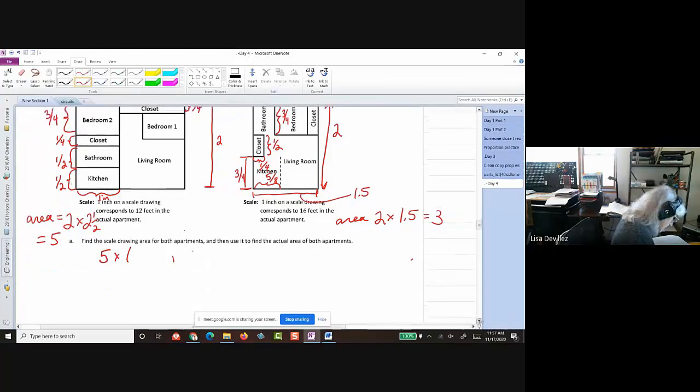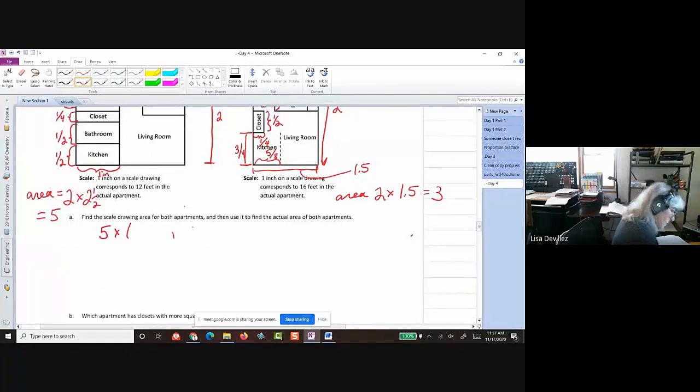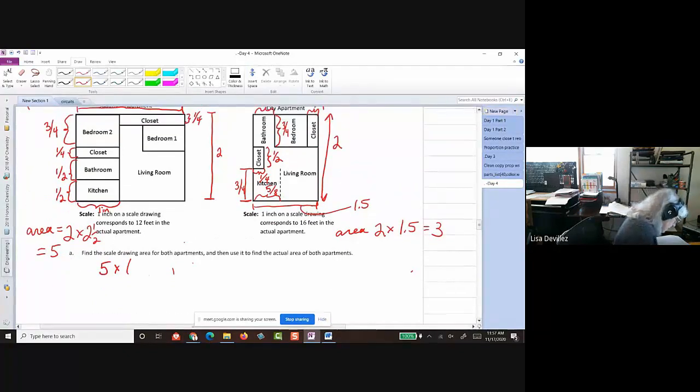Hang on, is there a table under there? Oh, okay, it doesn't have a table. All right, sorry, 5 times, and for this one it's 1 inch to 12 feet. So 12 squared, so that's going to be 5 times 12 squared. Try that again. I get 720, so that's square feet for that one.